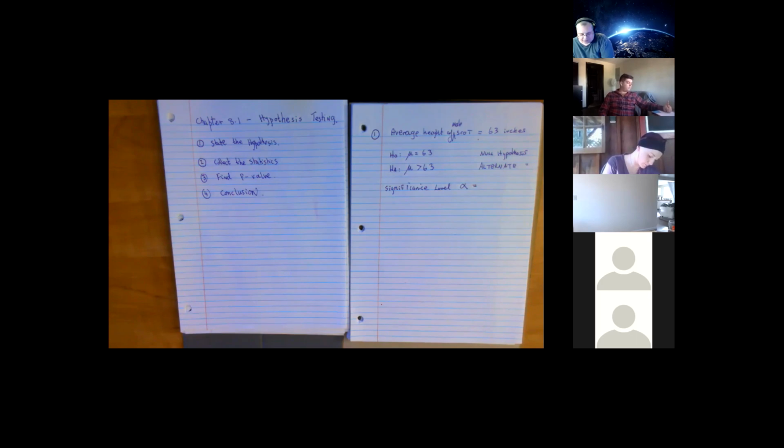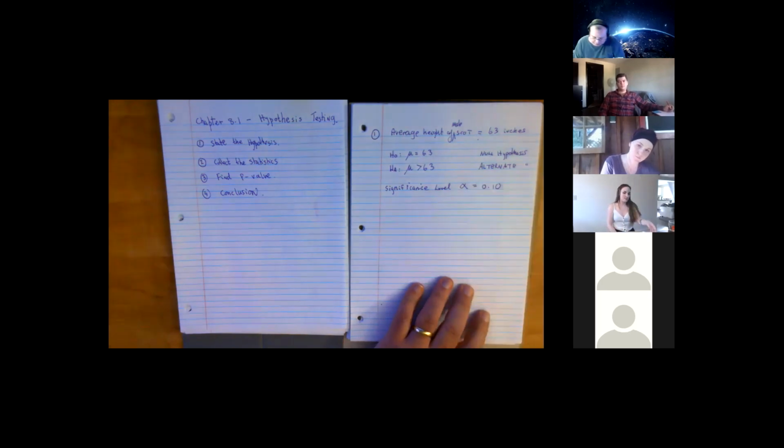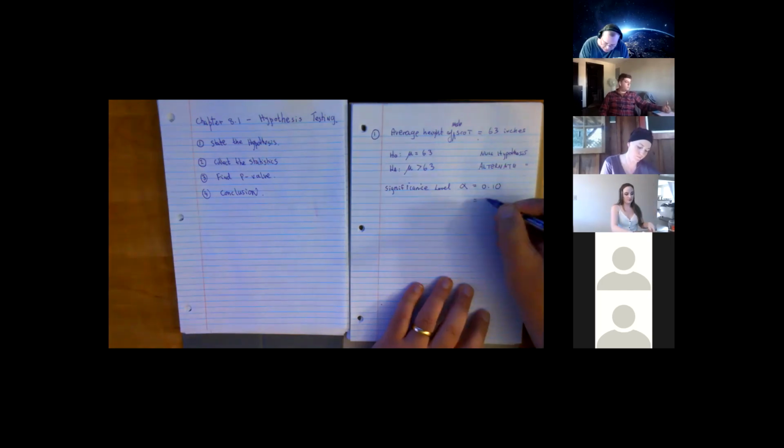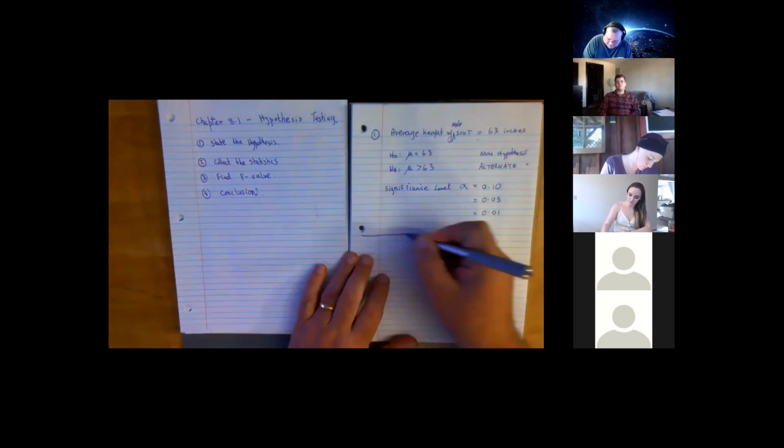So it typically falls into 3 categories. A significance level of 10%, a significance level of 5%, and a significance level of 1%. One of those 3 will be chosen in each question. You don't choose them. When you read the question in your homework, they will tell you alpha equals 0.05 or alpha equals 0.01. It is called the significance level. So that's the start.